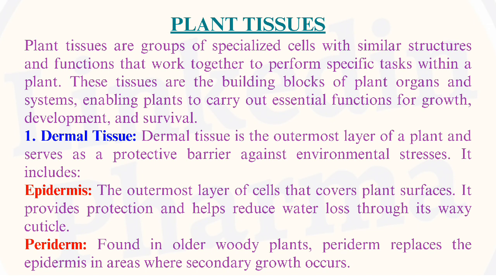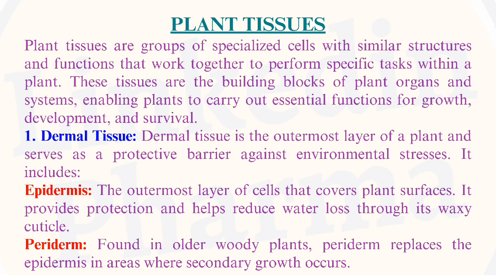Plant tissues. Plant tissues are groups of specialized cells with similar structures and functions that work together to perform specific tasks within a plant. These tissues are the building blocks of plant organs and systems, enabling plants to carry out essential functions for growth, development, and survival. 1. Dermal tissue. Dermal tissue is the outermost layer of a plant and serves as a protective barrier against environmental stresses. It includes epidermis, the outermost layer of cells that covers plant surfaces. It provides protection and helps reduce water loss through its waxy cuticle.